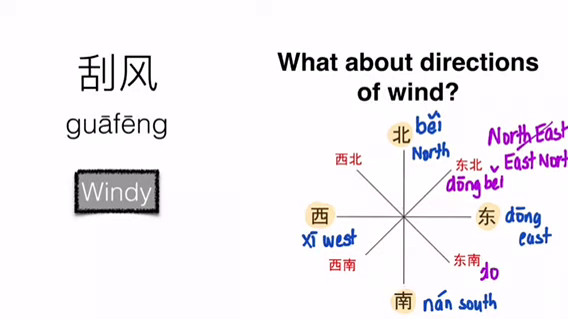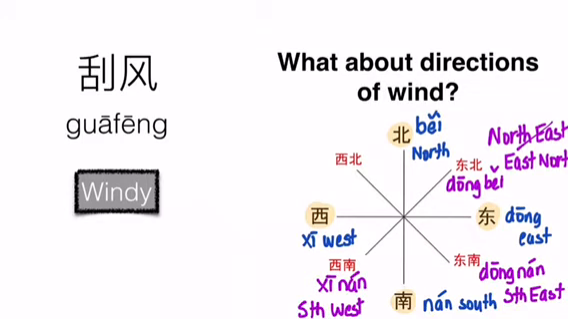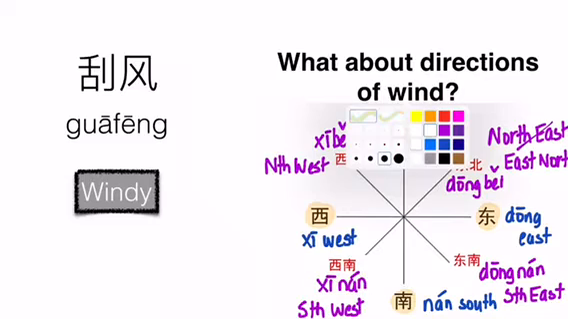Then this one 东南, which would be southeast, but it actually says east to south. This one would be 西南, so that's south west. And then up here, 西北, which is northwest. So let's look at each one.